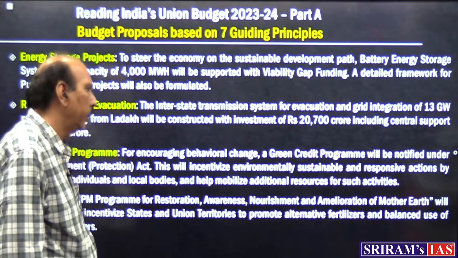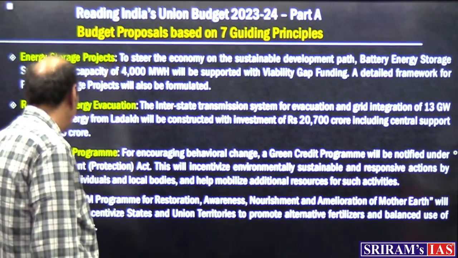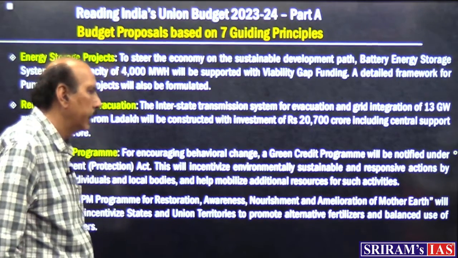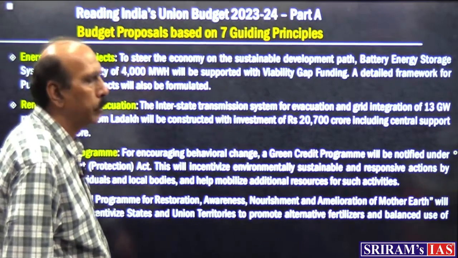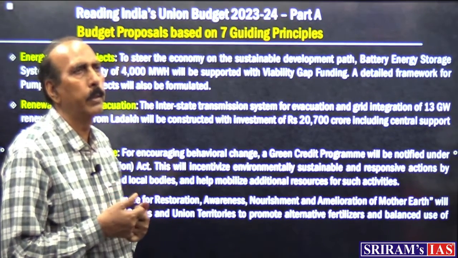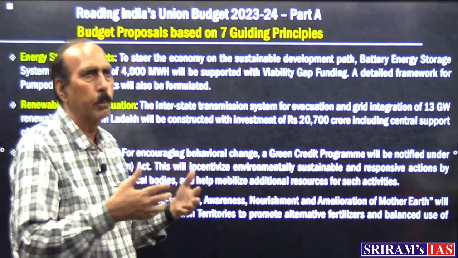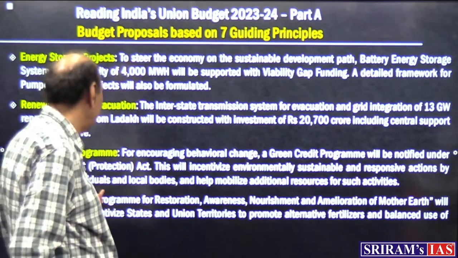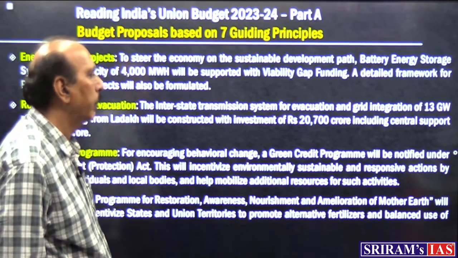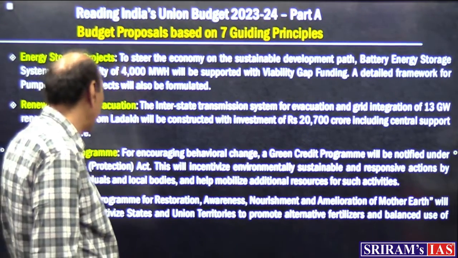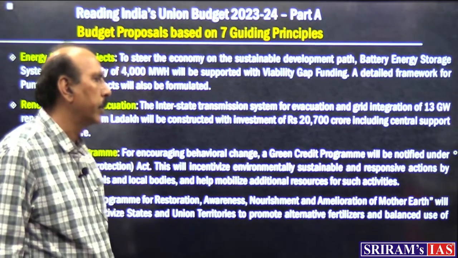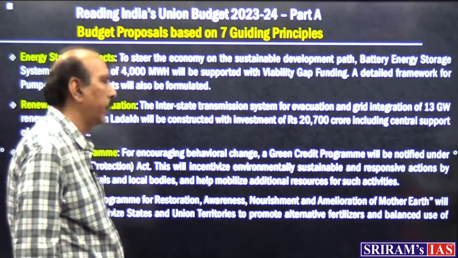The PM Pranam is basically the mission or program through which we can also improve the climate across the coastal areas. The PM program for restoration, awareness, nourishment and amelioration of Mother Earth will be launched to incentivize states and union territories to promote alternative fertilizers and balanced use of chemical fertilizers.